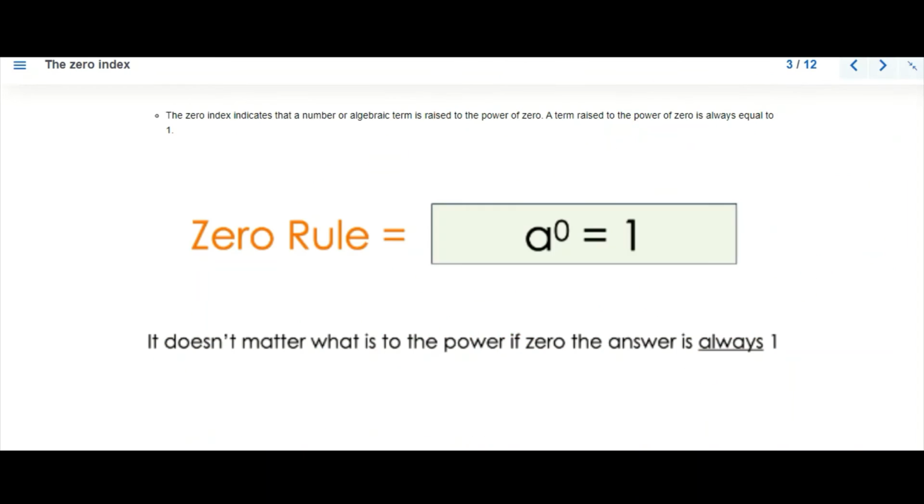Okay, for the zero rule, anything raised to power 0 is always 1. So this is the rule for indices. Under the zero rule, anything raised to power 0 gives 1.